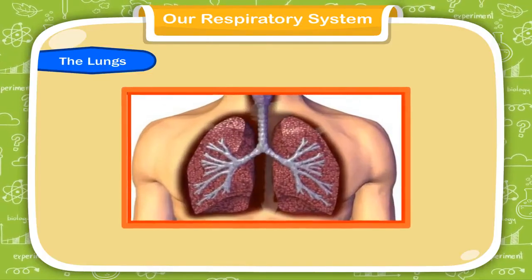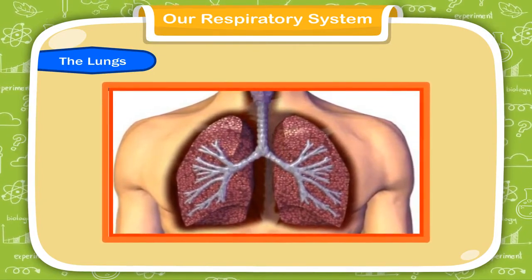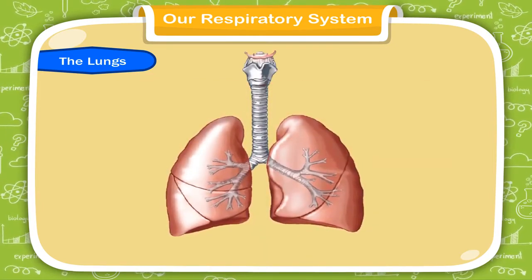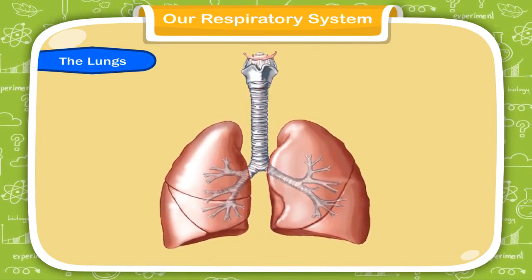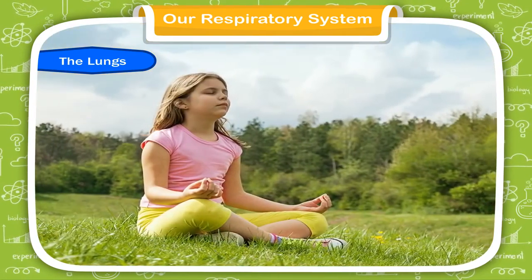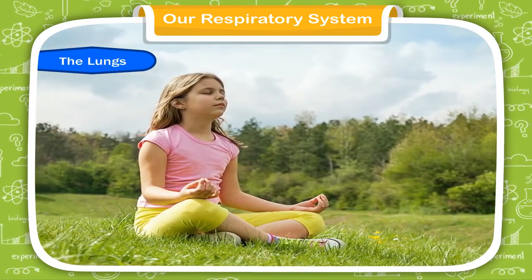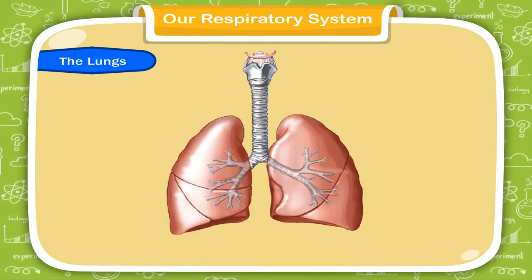Now, let us see how the lungs function. Our body has two lungs. They are like soft, moist sponges, which are extremely delicate. They help in the process of breathing. The air we breathe in fills the lungs. The oxygen from the air mixes with the blood and carbon dioxide is given out. The lungs send the absorbed oxygen to different parts of the body through blood.